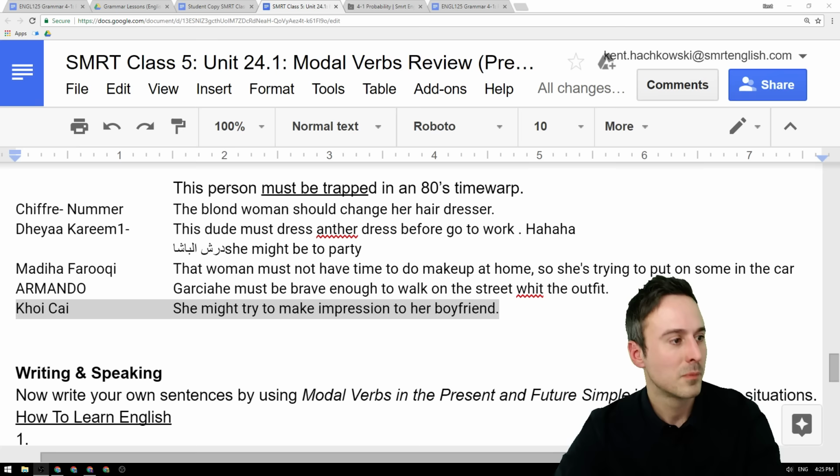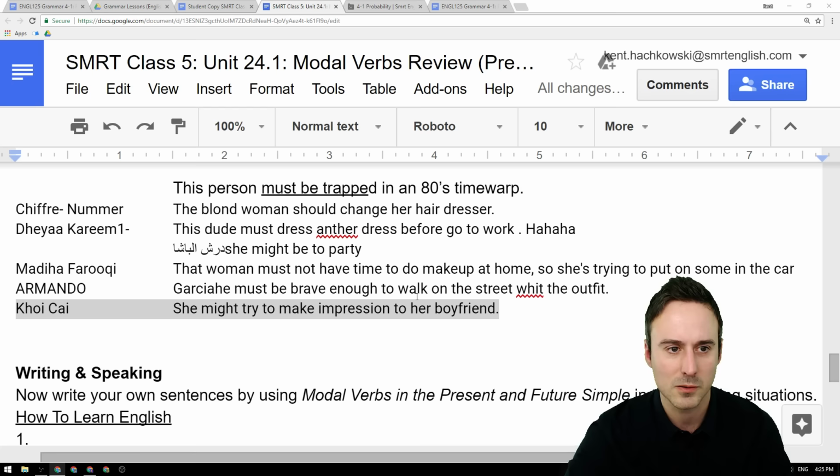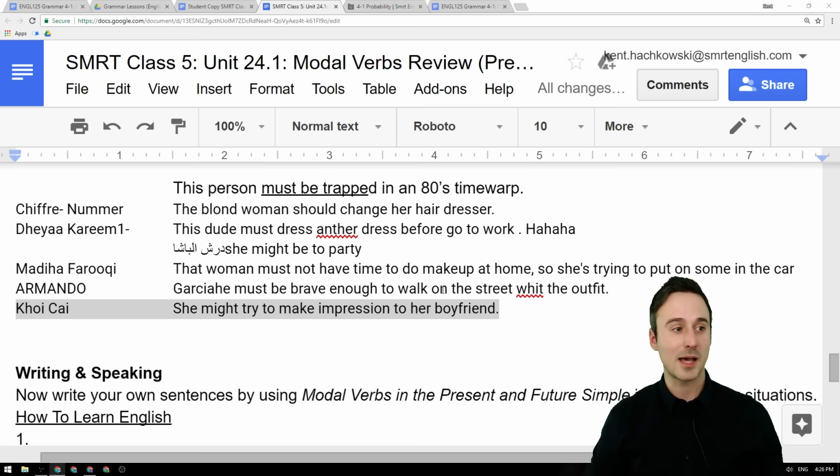Okay, guys, so let's look at a few of these. I got a few of your answers already. Most of these sentences look pretty good to me. We'll see if there's any little things that might need fixing up, but I think most of them are all right. Schiffer says, the blonde woman should change her hairdresser. Absolutely agreed. That hairstyle ain't helping her.